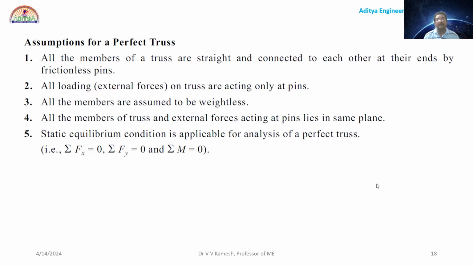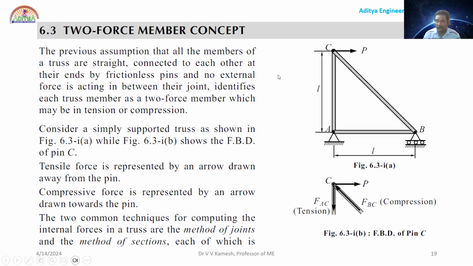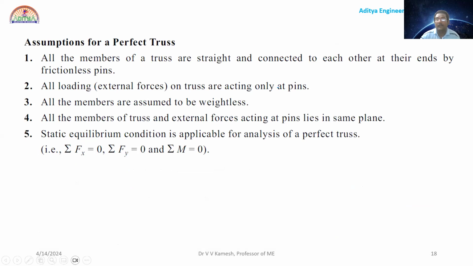Now, for the analysis of the truss, there are 5 assumptions. How to proceed with the analysis? What are the assumptions? All the members of a truss are straight and connected to each other at their ends by frictionless pins. They need to be straight only. There should not be any different shape. And all the loadings or external forces on the truss act only at the pins.